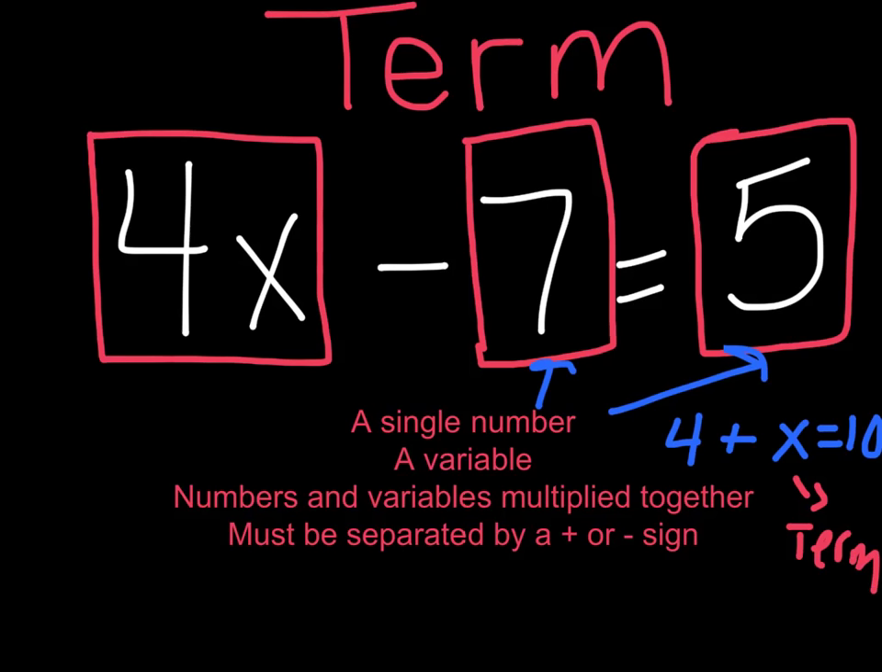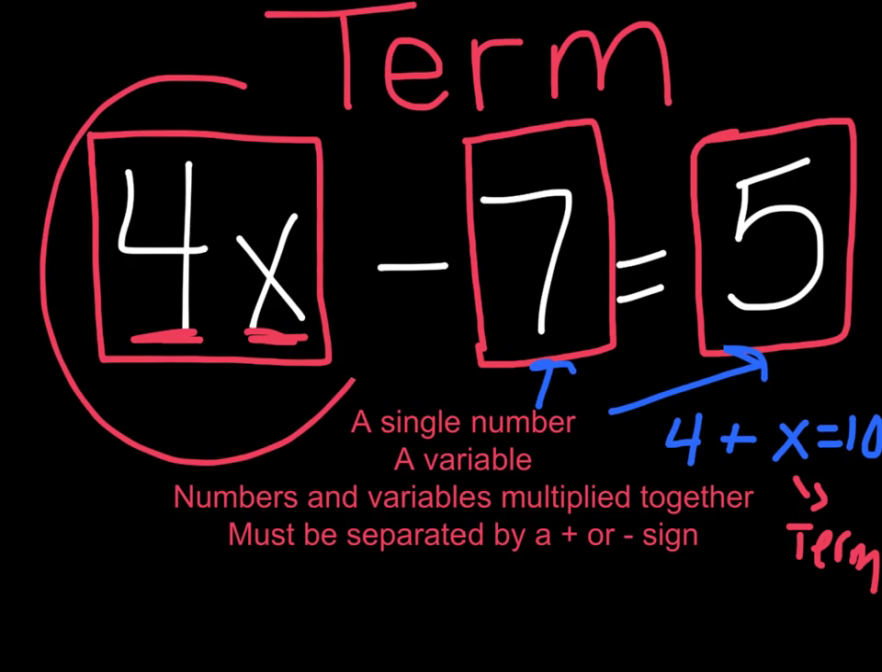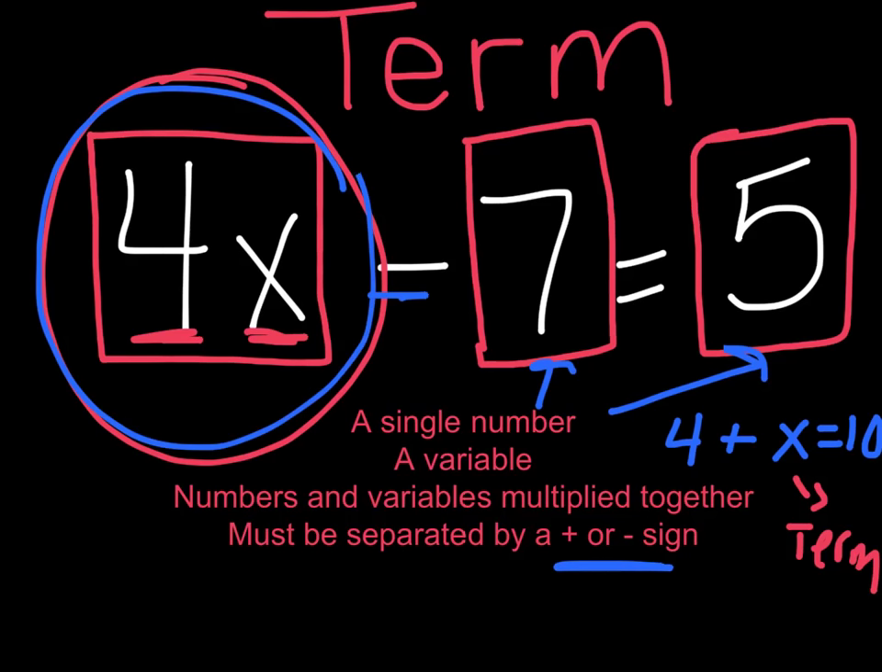And the last way that you can have a term is numbers and variables multiplied together. So here we have a number, which is 4, and a variable, which is x, and they are being multiplied together. So this whole thing is considered a term. But you have to be careful because it is only considered a term if it's separated by a plus or minus sign. So in this example, it's subtraction, which means that this can be a term, this is a term, and this is a term.